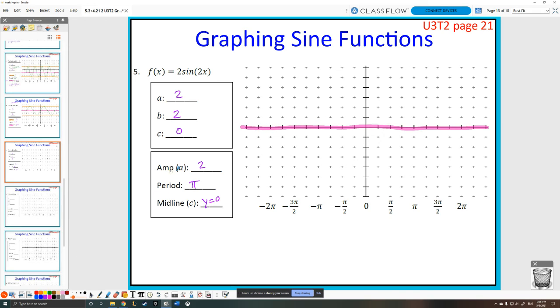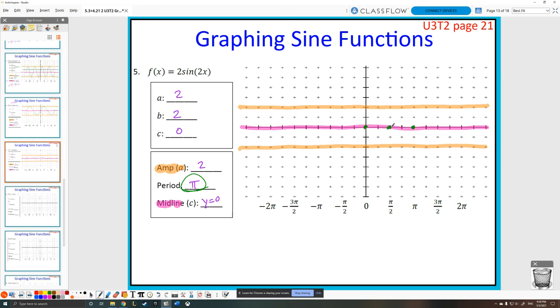And I have my amplitude of 2, so 2 above and 2 below. All right, here we go. And I'm just going to color code here. Okay. And I got my 0, 0, or I should say, in this case, it is 0, 0, but midline for 0. And because my period is pi, I know my ending point is pi.